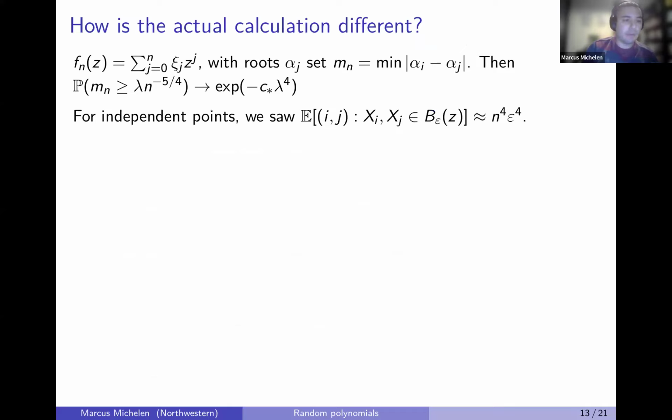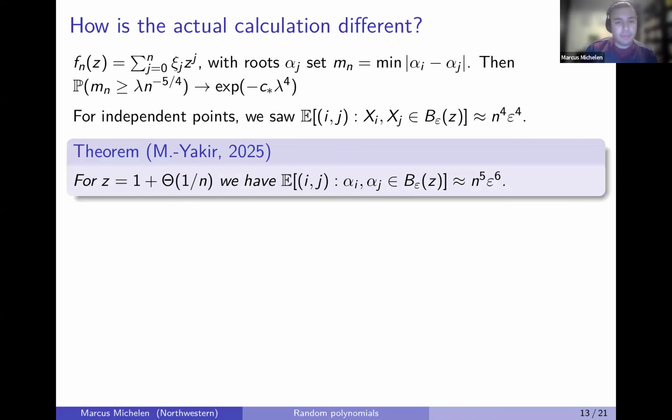So how is the actual calculation different? As we just saw in the previous slide, for independent points, we really used the fact that having two points in a ball is the same as one point squared. And I just told you on a whole other slide before that we know that that's not true for roots. So we'll end up seeing that for z near the unit circle, the expected number of pairs that lie in there is going to be on the order of n to the fifth epsilon to the sixth. I write this as big theta, as a board talk; you can make it an authentic theorem, but I haven't told you enough to make it a rigorous theorem here.